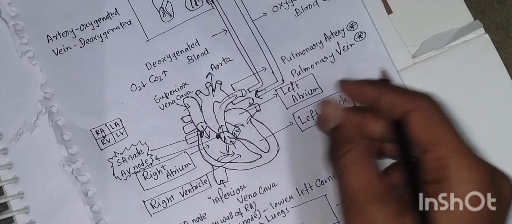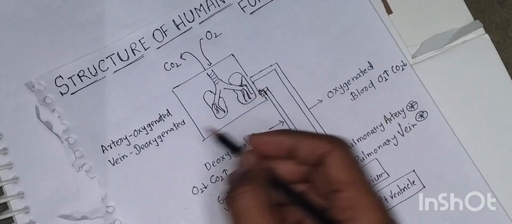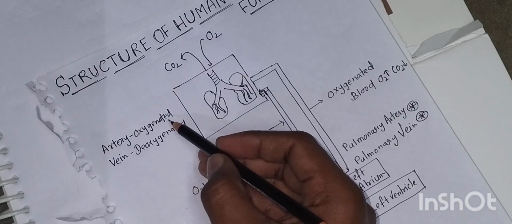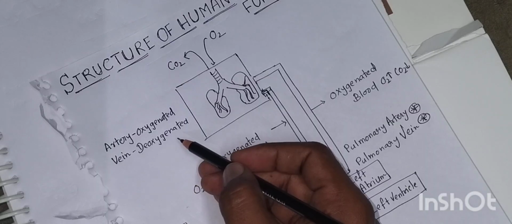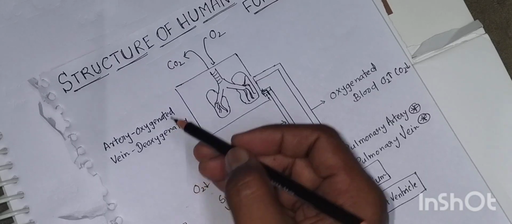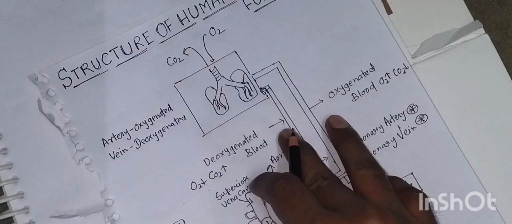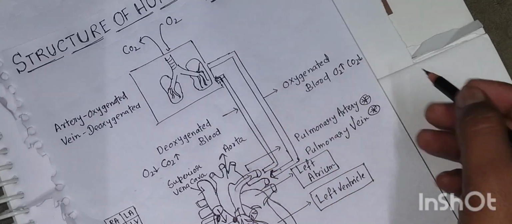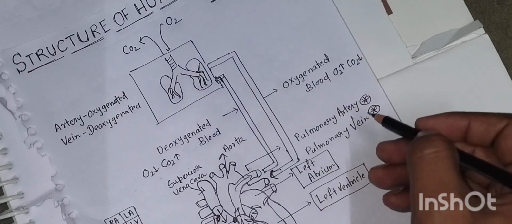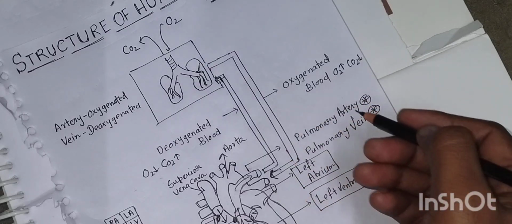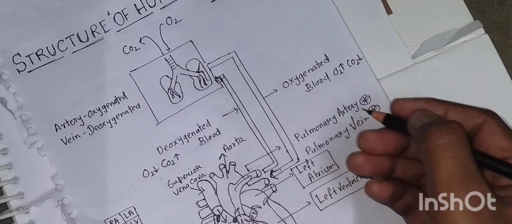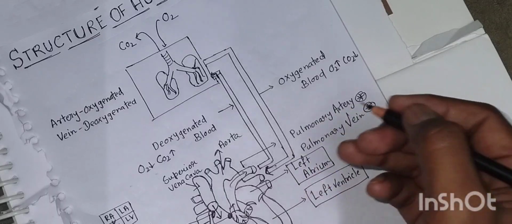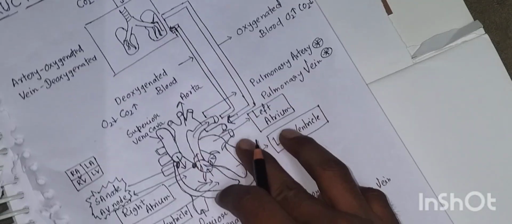We know about the artery and vein. Artery basically helps to transport oxygenated blood, that is oxygen rich blood, and the vein helps to transport deoxygenated blood, that is carbon dioxide rich blood. One thing must keep in mind, that is pulmonary artery is the only artery that carries deoxygenated blood, and the pulmonary vein is the only vein that carries oxygenated blood. These two exceptions must keep in your mind. Now come to this picture.